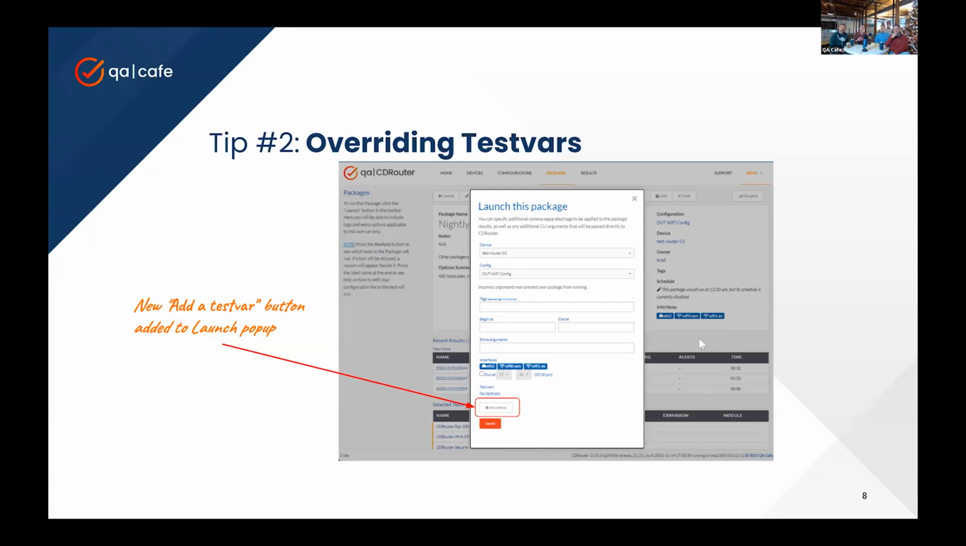So when you launch a test package, you have your confirmation dialog where you can select a different config or a different device. That has always existed, but now you can change test vars individually. So you can use the same config and then just override a particular test var. And you can see that button down at the bottom. That will add an entry for you to add your test var.